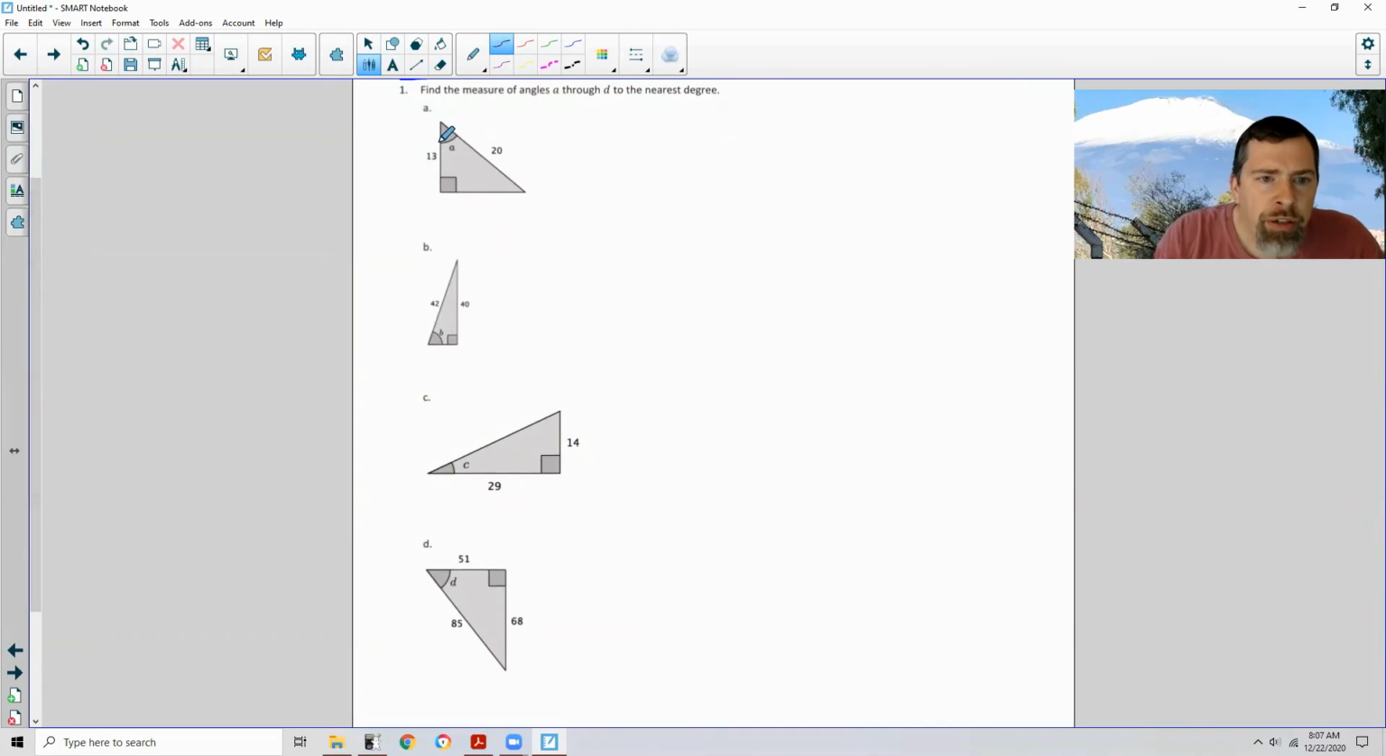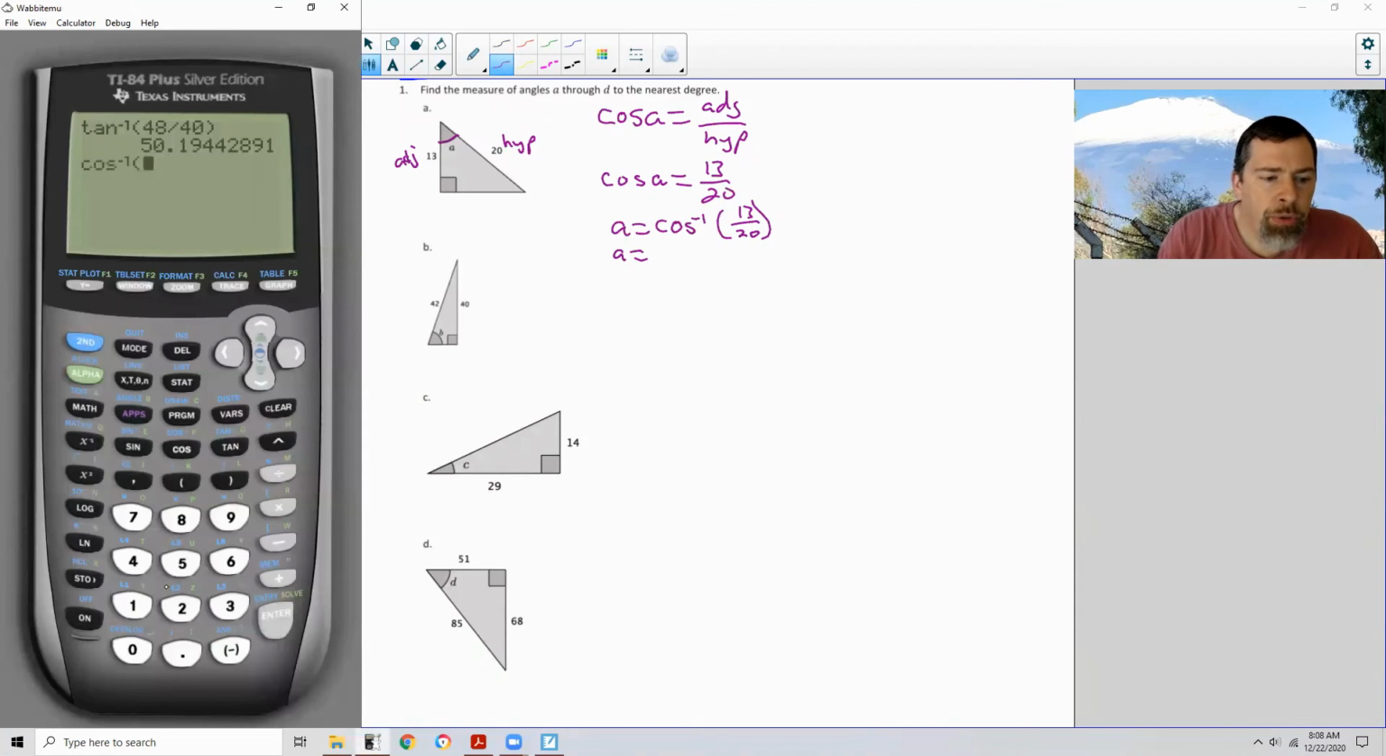So here we go. Here is our reference angle, angle A, and this is ADJ over here, and this is HYP over here. Adjacent over hypotenuse is cosine. So I'm going to say the cosine of A equals ADJ over HYP. The cosine of A equals 13 over 20. Therefore, A is going to equal the cosine inverse of 13 over 20. So A is going to equal, calculator, second cos 13 divide 20, enter, and it's approximately 49.5.